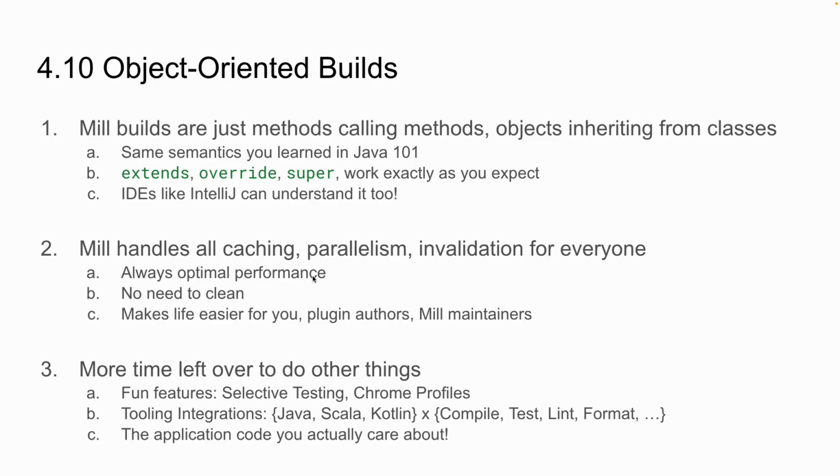You get good performance because you don't have people forgetting to parallelize their plugins, which happens in Maven or Gradle. You don't need to clean because you don't have people or plugins screwing up the cache invalidation, which again, is very common in Maven or Gradle. And it makes life easier for everyone. Me working on Mill, I can do fun things like selective testing and Chrome profiles rather than struggling with these build graphs all the time. We can integrate tools very easily, so we've done that. And for people working on application code, you can spend less time futzing with your build and more time just working on your application, because the build is straightforward and you already know how it works and how to manipulate it.